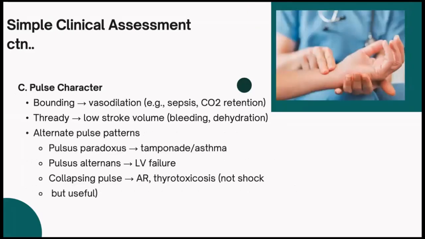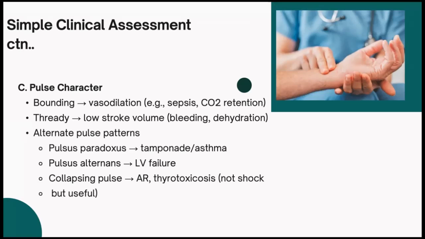So if you look at the other parameters, the pulse character. Very simply, look for the bounding pulse. It is vasodilatation, could be sepsis, carbon dioxide retention. If it is a thready pulse, can be low stroke volumes, bleeding, dehydration, obviously. And alternating pulses like pulsus paradoxus, suspecting tamponade, maybe asthma, and also LV failure if you have a pulsus alternans.